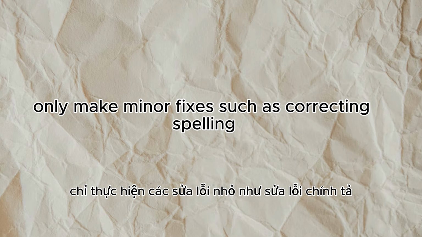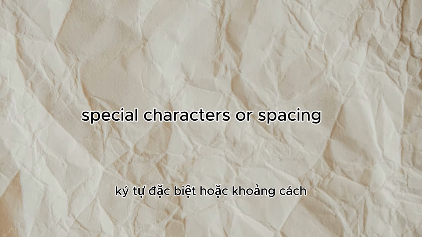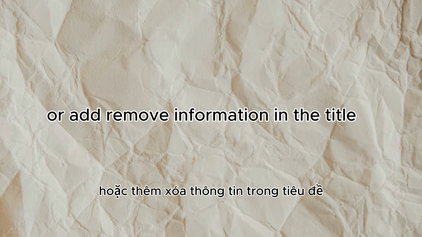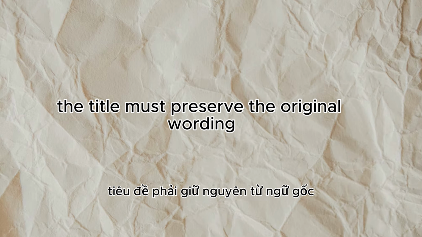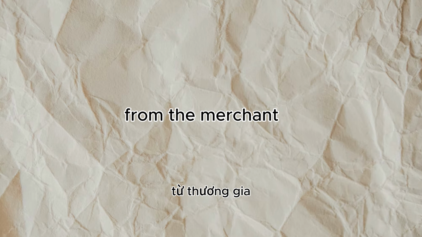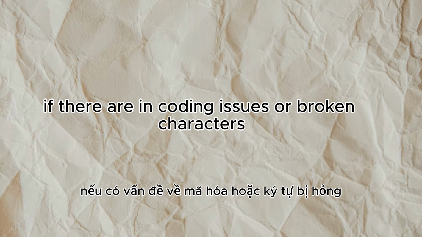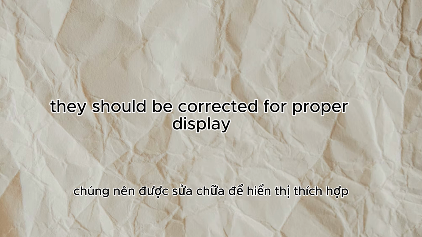For titles, only make minor fixes such as correcting spelling, special characters, or spacing. Do not change the structure or add, remove information in the title. The title must preserve the original wording from the merchant. If there are encoding issues or broken characters, they should be corrected for proper display.